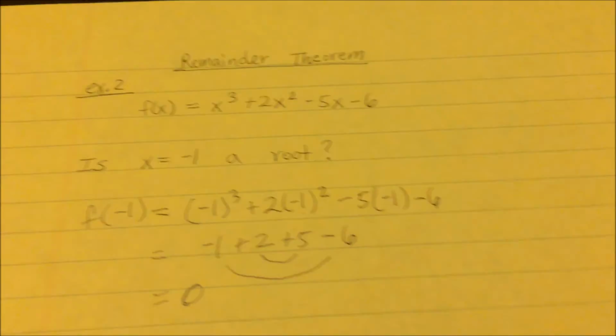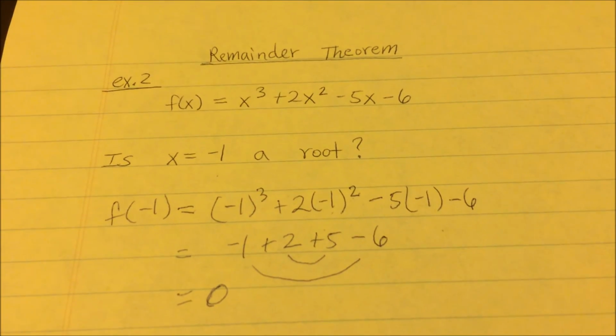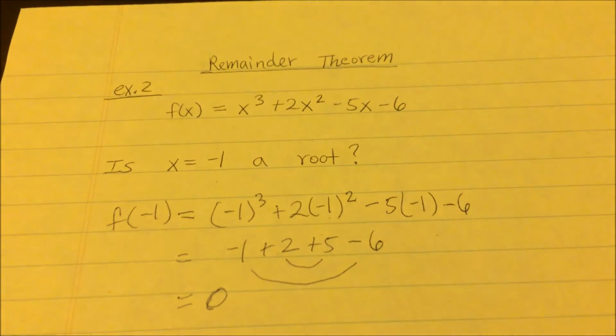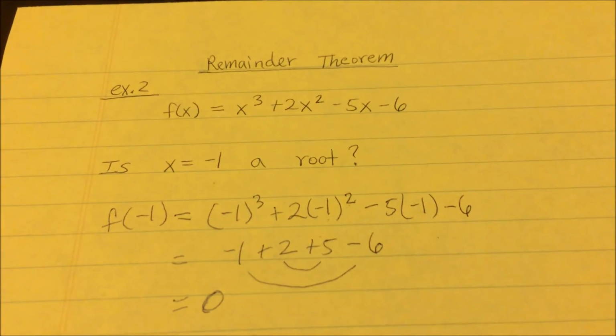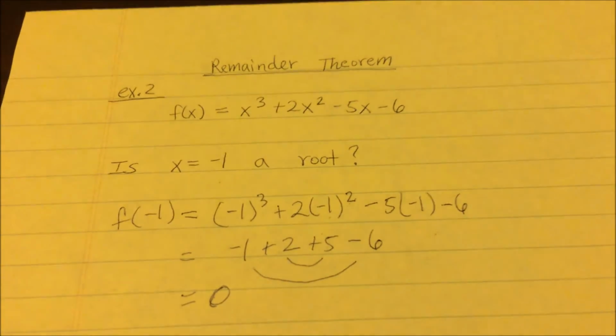So what we did in the last section, if it is a root, then we just drew a dot on the x-axis. And that's what you're continuing to do in this chapter: try to find all the possibilities for the roots and then be able to graph it. So that's going to be the remainder theorem.